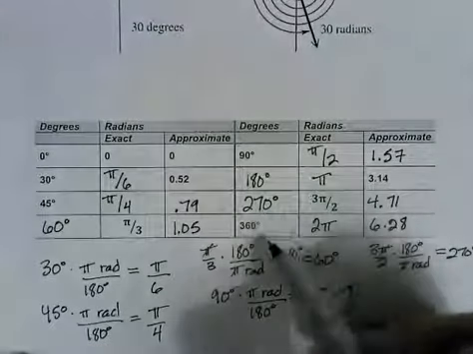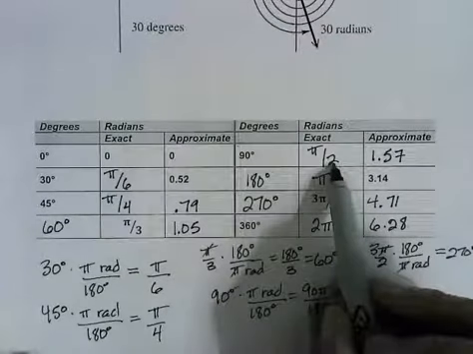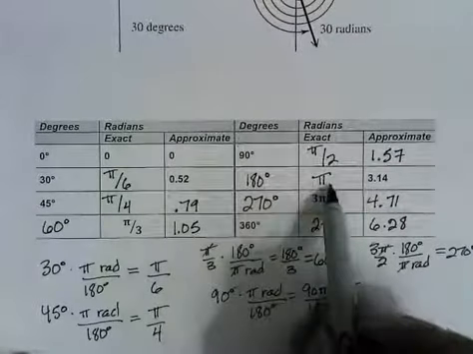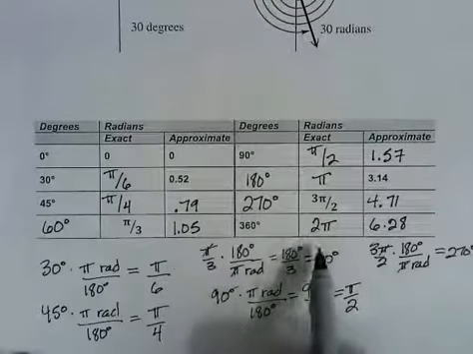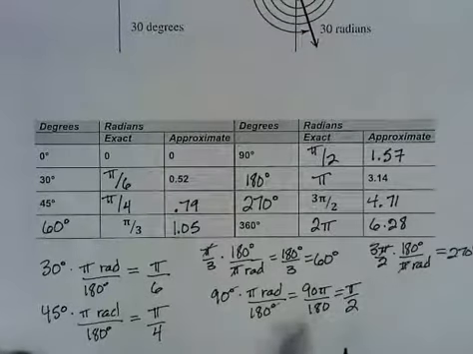And then these over here are the quadrantal angles. So 90 degrees is the same as pi over 2. 180 is the same as pi. 270 is the same as 3 pi over 2. And 360 degrees is the same as 2 pi.